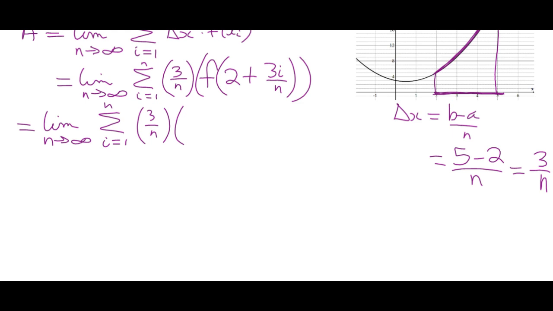Okay, so f of x says take whatever's in the brackets, square it, then subtract that thing from the squaring thing, and then add 3. So take whatever's in the bracket: 2 plus 3i over n, quantity squared, minus the quantity that's in the brackets, 2 plus 3i over n, and then plus 3.